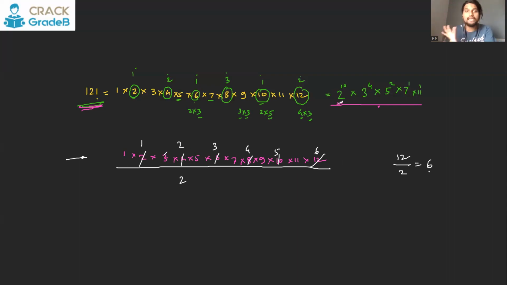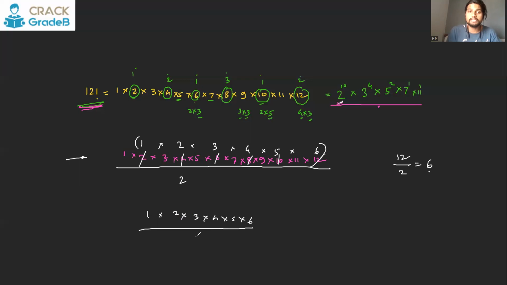Now the remaining numbers don't have any 2 in them anyway. They are odd numbers. So now our duty is to find how many 2s are there in the product 1, 2, 3, 4, 5, 6. The remaining numbers, after cutting 2s from all these even numbers, what remains is 1 into 2 into 3 into 4 into 5 into 6.